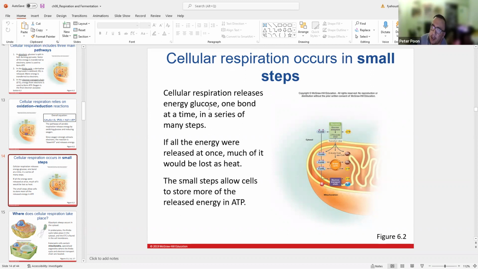Cellular respiration releases the energy in glucose one bond at a time in a series of many steps. If all the energy was released at once, like if you literally burn sugar, it would be too overwhelming. It wouldn't be useful. The small steps allow you to power one little step at a time, release one ATP, so you can gather as much ATP as possible.